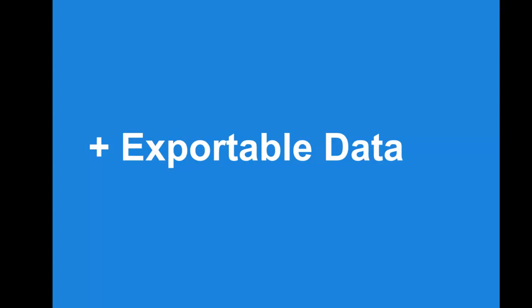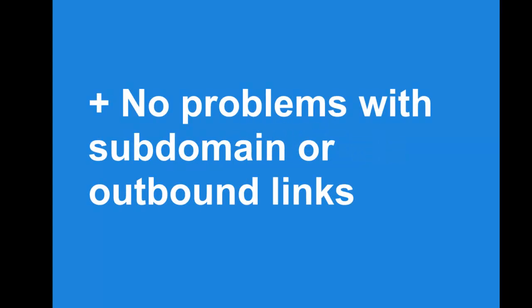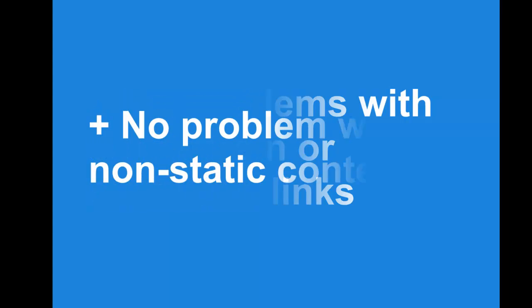Another great advantage of event tracking is that you can export the data for further analysis in other tools. You can use all the export functions Google Analytics offers and access the data via the API and do more stuff with it in Excel, for example. Another great plus is that you'll have no problems with outbound or subdomain links. That was another big minus of in-page analytics.